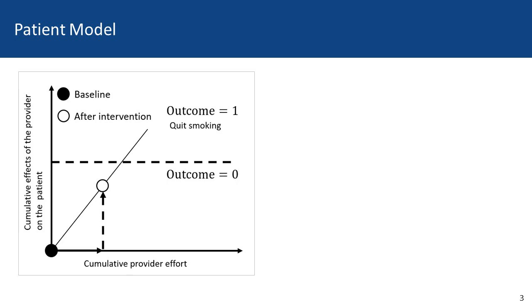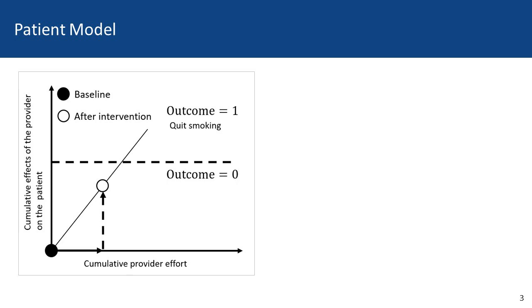And we use a very simple patient model of a straight line starting from the origin, which is the baseline, and going upwards towards this dashed horizontal line. And the dashed horizontal line represents a successful outcome. In this case, we're looking at smoking cessation. So when the line goes above that horizontal dashed line, then this patient has successfully quit smoking.